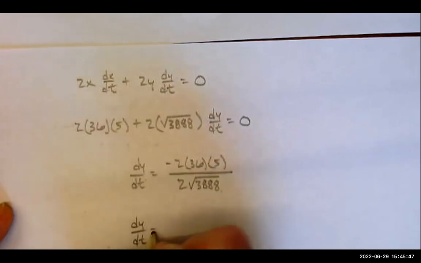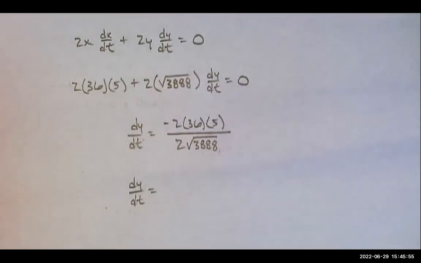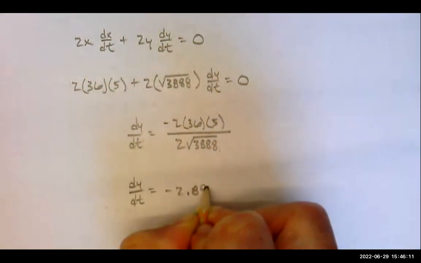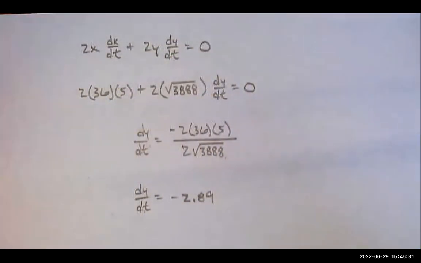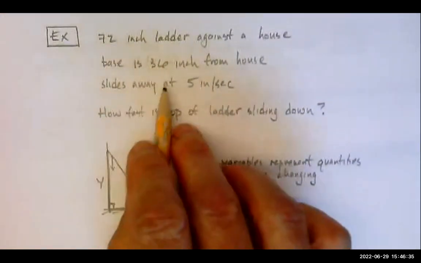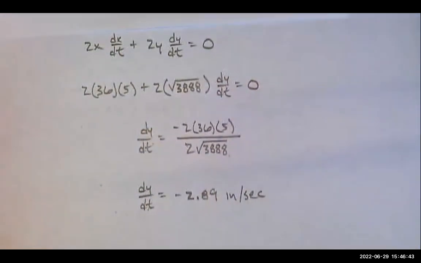And now let's get this. I think we were supposed to round to 2 decimal places. Let's do that. Negative 2 times 36 times 5 divided by 2 square root 3888. And when I round, I ended up with negative 2.89 for dy over dt. What are the units there? Think about the units of y and the units of t. We use the letter t because it represents time. Back here, all of our measurements were in inches. So our y, our length there, is going to be inches per second in this case.